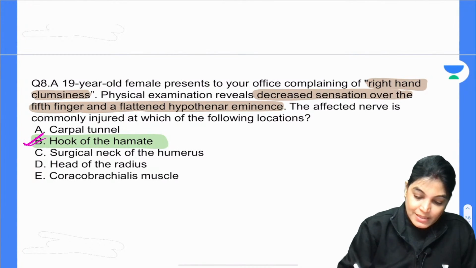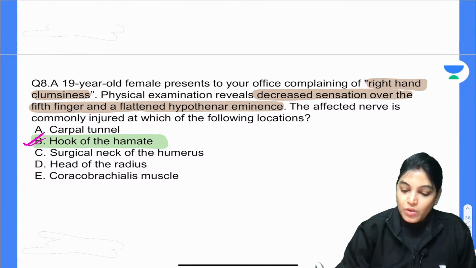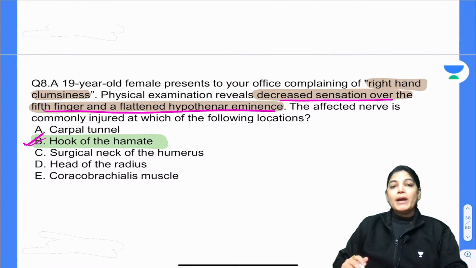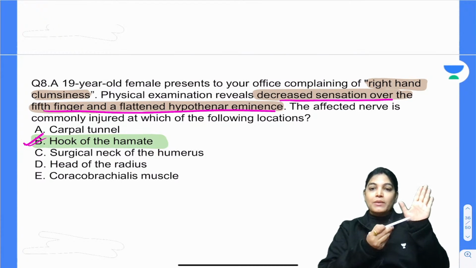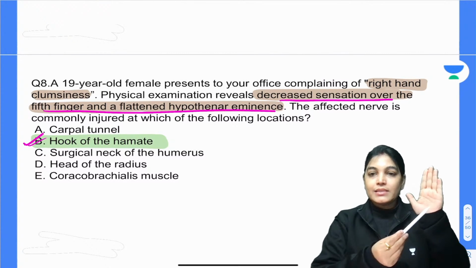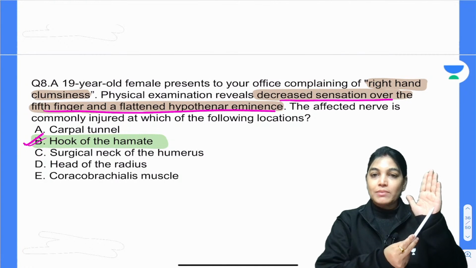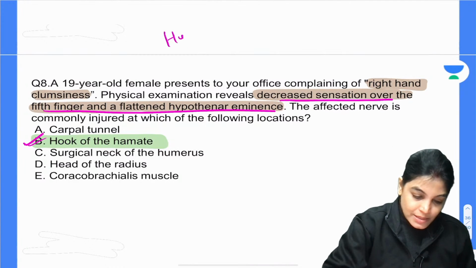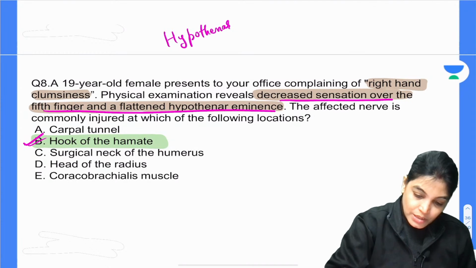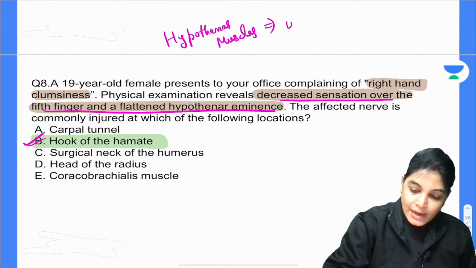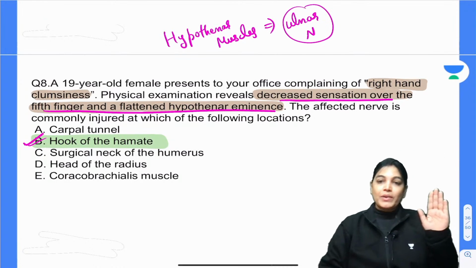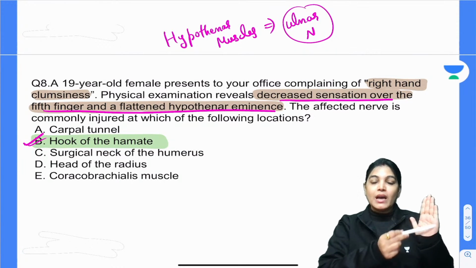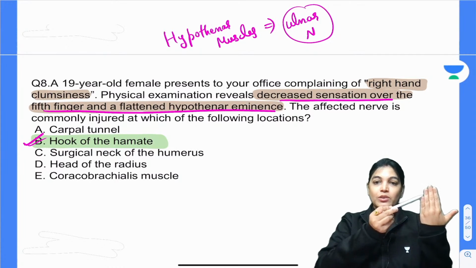My dear aspirants, hook of hamate is definitely the correct answer because here decreased sensation over the fifth finger and flattened hypothenar eminences is the key point. In our hand, this is the thenar eminence which is formed by thenar muscles, and this is the hypothenar eminence which is formed by hypothenar muscles. The hypothenar muscles get innervation from which nerve? Ulnar nerve. Hypothenar muscles are innervated by the ulnar nerve. Also, when we talk about cutaneous innervation, it is the medial 1.5 fingers on the palmar aspect and 1.5 on the dorsal aspect, including the nail beds.